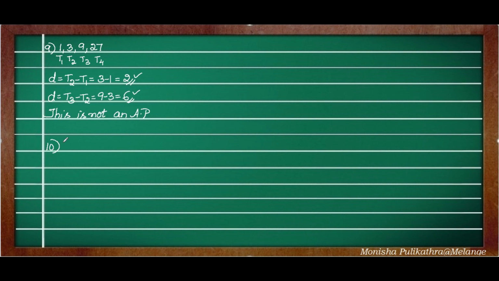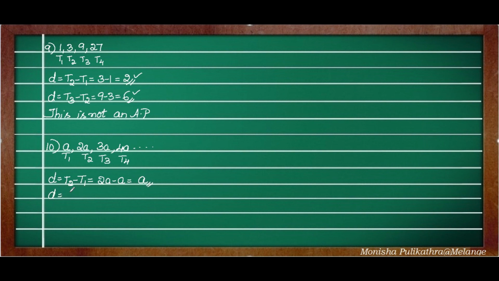So the next question is the 10th one: A, 2A, 3A and 4A. So this is the 10th sequence. Here this is T1, T2, T3 and T4. So first we need to find the common difference. So D is equal to T2 minus T1, that is 2A minus A. 2A minus A is A itself.